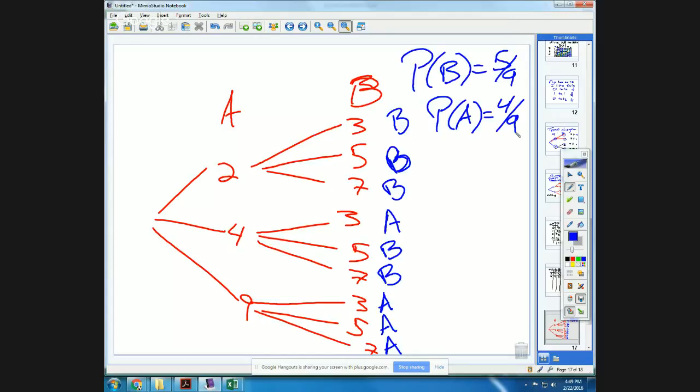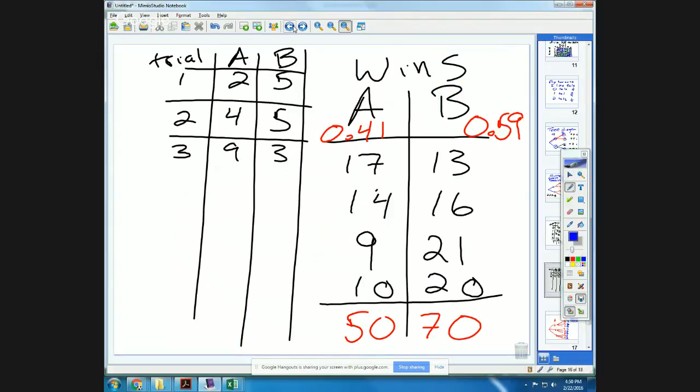So roughly we could say that the probability of A winning is like 44.4%-ish, and the probability of B winning is 55.6%-ish if I round, which isn't too far off from our experimental values, 59 and 41. B won a little more often than the theory says it should happen. That's luck. We'll talk more about how theoretical and experimental are related next time.